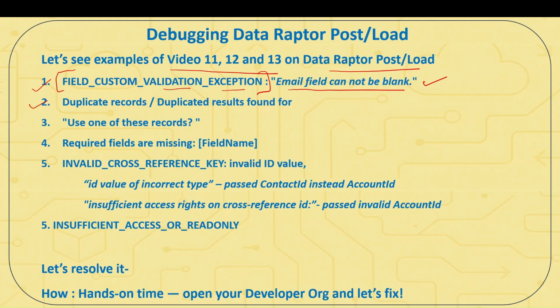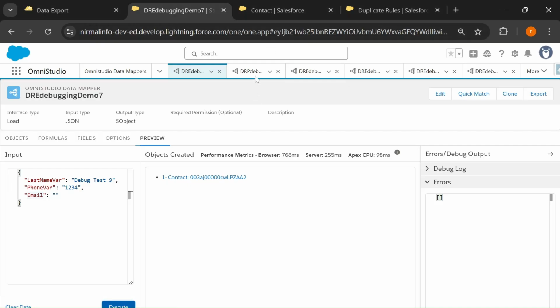Now let's see one more: duplicate records or duplicated results found for. Let me show you this.